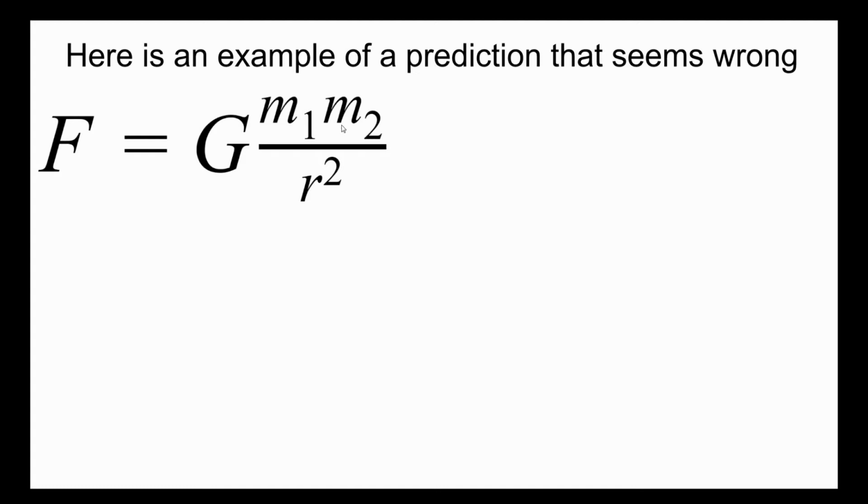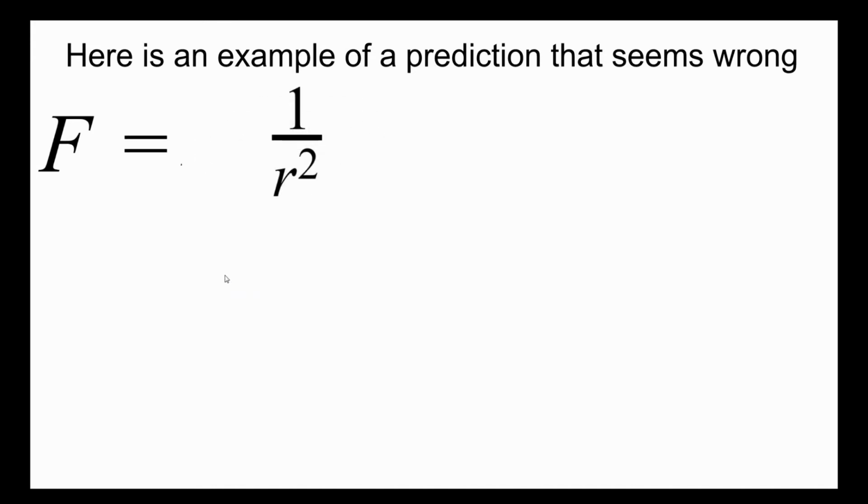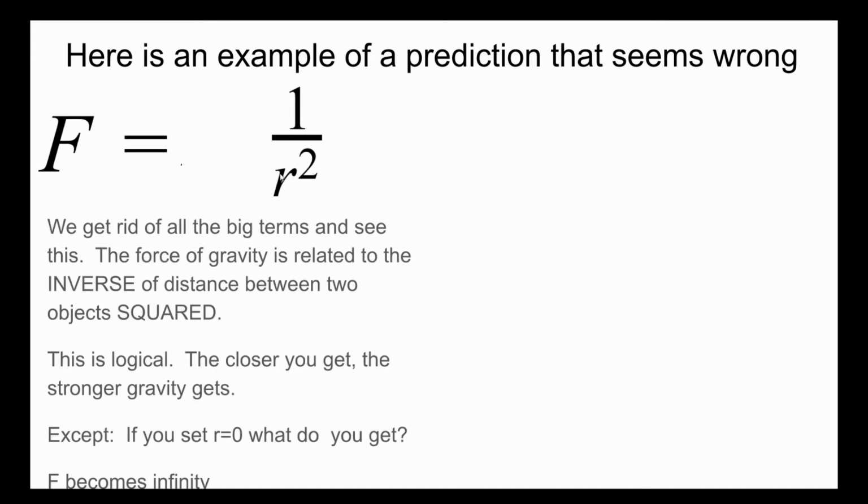I'm going to get rid of the things that won't change. The force is proportional to the inverse distance squared. What this means is, if you double your distance from an object, the force will change by 1 over 2 squared. This means the distance between you and an object is going to highly determine the gravitational pull. And if the distance between you and an object begins to head towards 0, 1 over 0 is infinity.